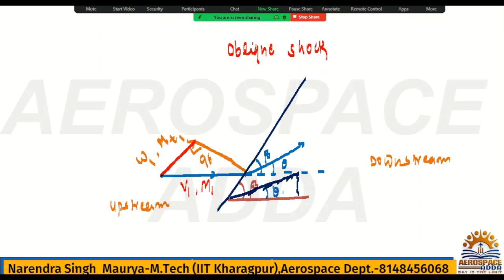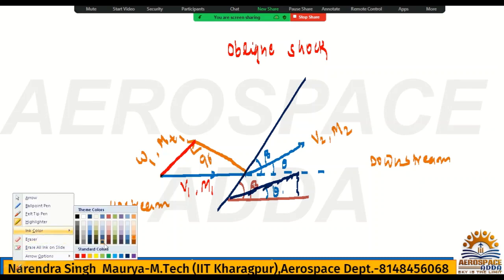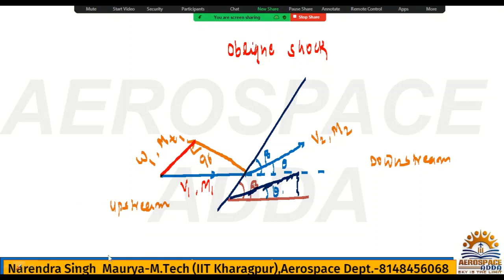Because this is the oblique shock here, the downstream will have the flow with velocity V2. You can say this is V2, and this is M2. This is the actual flow after the oblique shock. Yes or no? Now this flow will have two components again, perpendicular and tangential. So this is the flow, and this will be the perpendicular to the oblique shock.